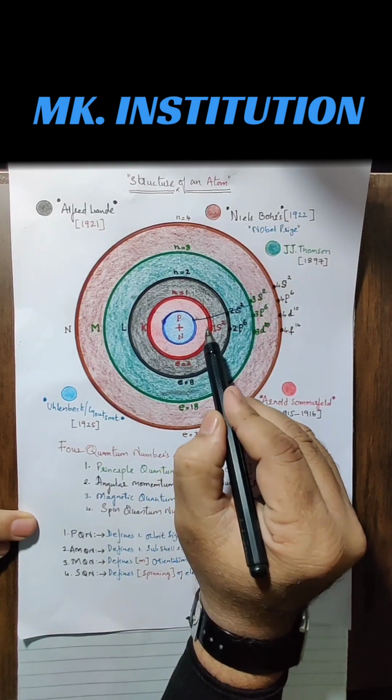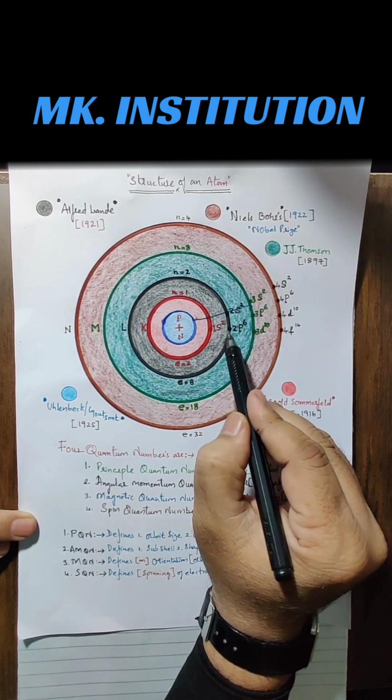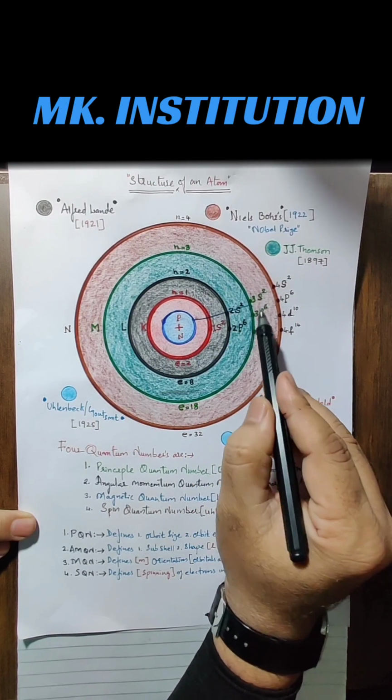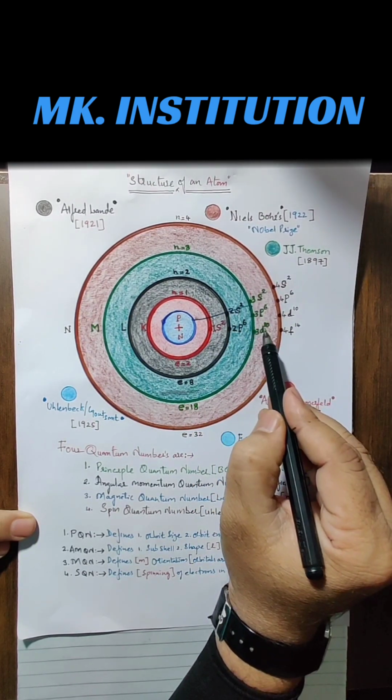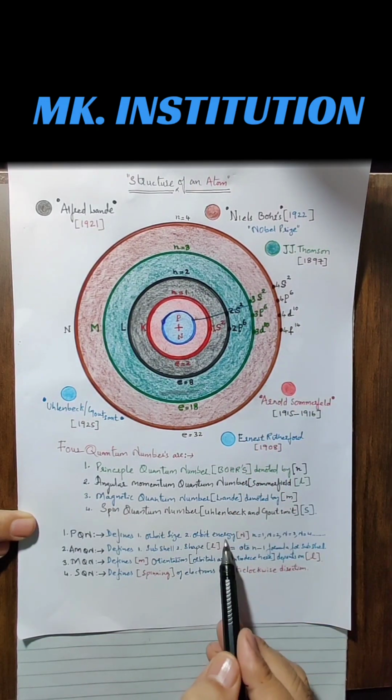Orbit energy: see the first orbit, 1s, only one subshell is there in this. Second, in orbit 2, s and p are there. Energy level increases here. See the third one: s, p, d, it still increases. See the fourth one: s, p, d, f. Clear?